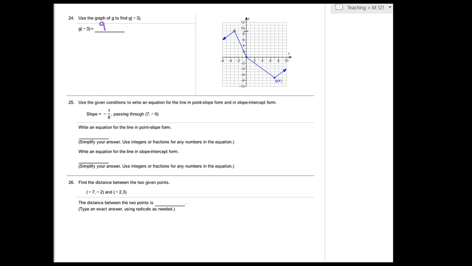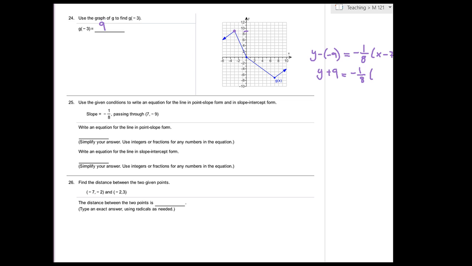25. Use the given conditions to write an equation for the line in point-slope form and in slope-intercept form. The slope is negative 1/8 and it passes through 7, negative 9. I'm going to take y and subtract the y coordinate from it. I'm going to set that equal to my slope times x minus the x coordinate. So this is y plus 9 is equal to negative 1/8.